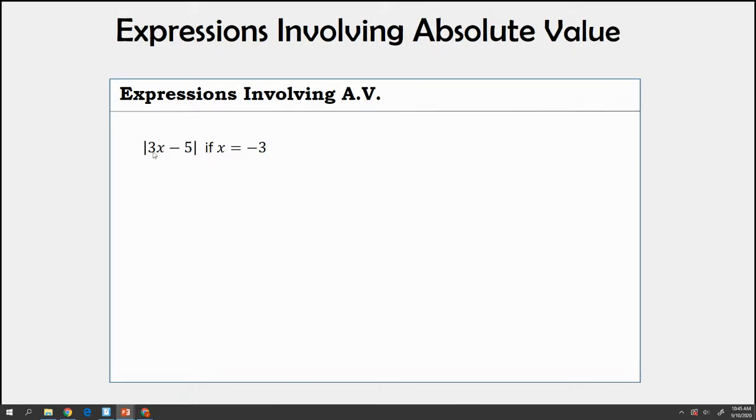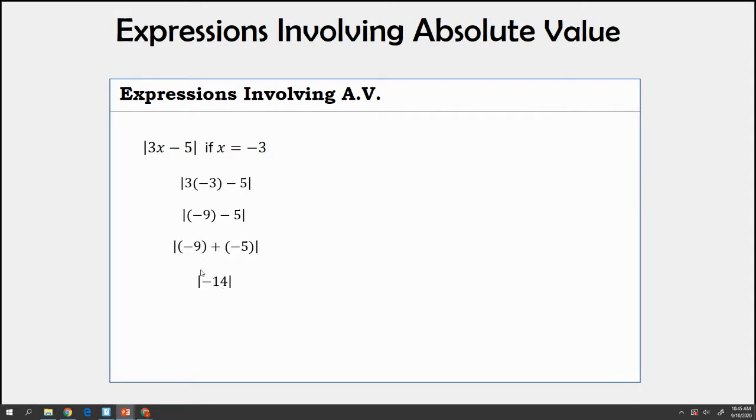So this first example, it's the absolute value of the quantity of 3x minus 5, and we want to evaluate it or simplify it when x is negative 3. All right, so the first step in our process is we're going to substitute negative 3 in place of x. This, remember, means 3 times negative 3 minus 5. Now, in our absolute value, we want to simplify this expression, so we follow the order of operations, multiplication first. So that's going to give us negative 9 minus 5. Negative 9 minus 5 is negative 9 plus negative 5, and that is negative 14.